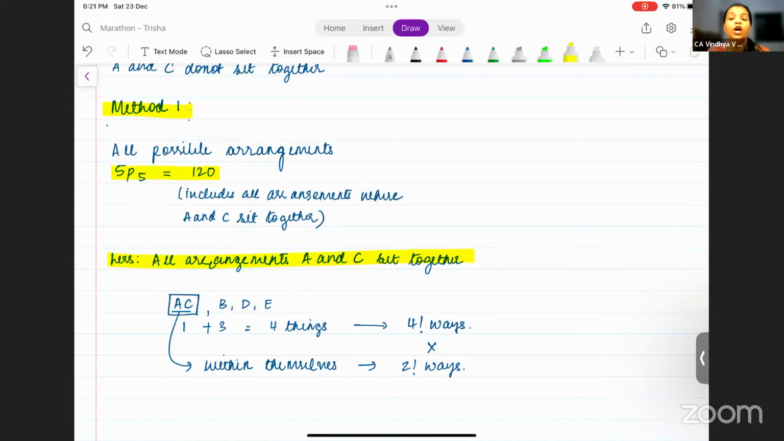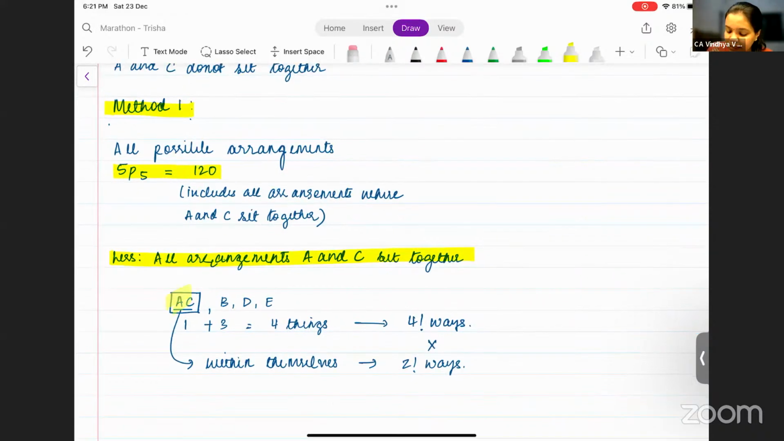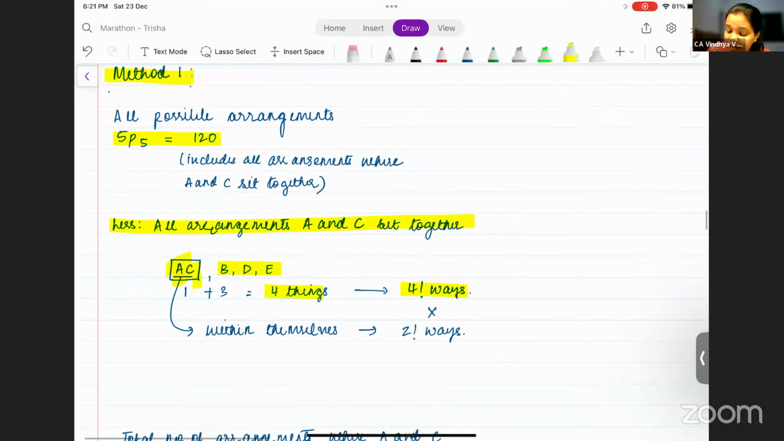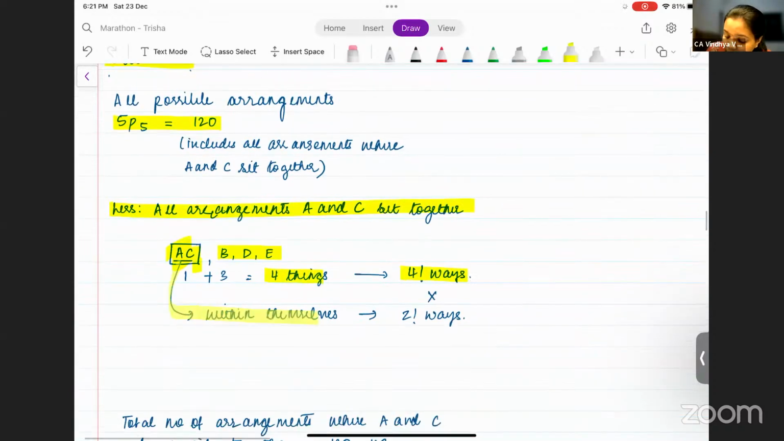What do you have to minus? You have to minus all the arrangements where A and C sit together. So to do that, what you have to consider is A and C as one term. Remaining B, D, and E will be considered as 3 different terms, total making it 4 things. Now 4 things can be arranged in 4 factorial ways. Agreed? Yes. But see here, A and C can be arranged within themselves in 2 factorial ways.